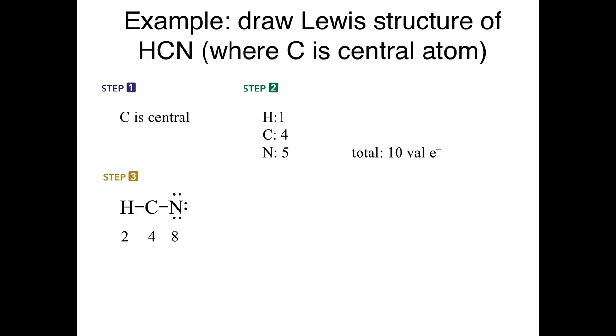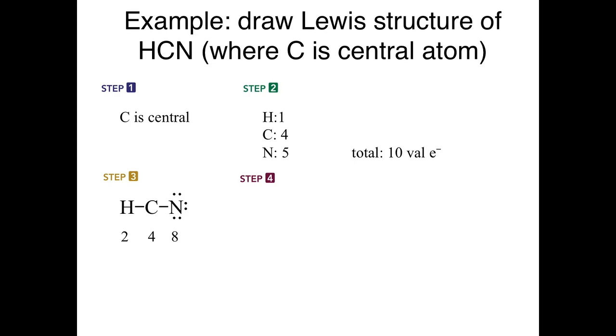Do we have a full octet for everybody? So hydrogen's happy, it has a duet. Nitrogen is happy, it has 8 electrons. But carbon, again, has only 4 electrons. Again, carbon needs to share electrons, so it looks around its neighbor and sees where electrons can be shared. Hydrogen has no more electrons to share, so your only option is to share electrons from nitrogen.